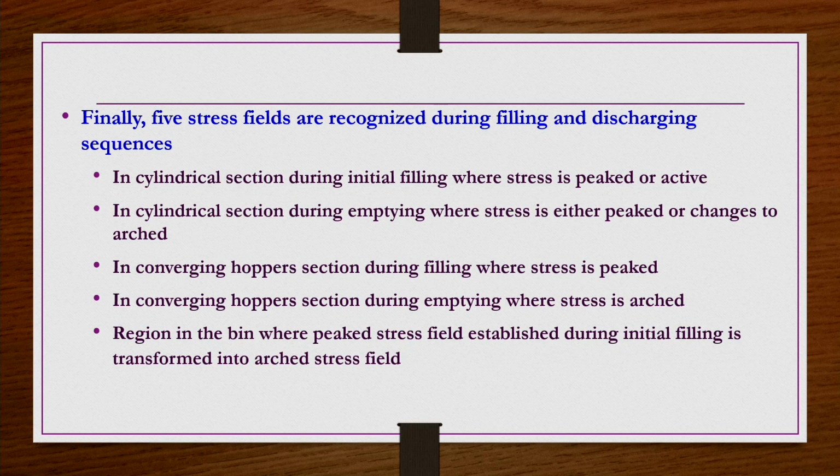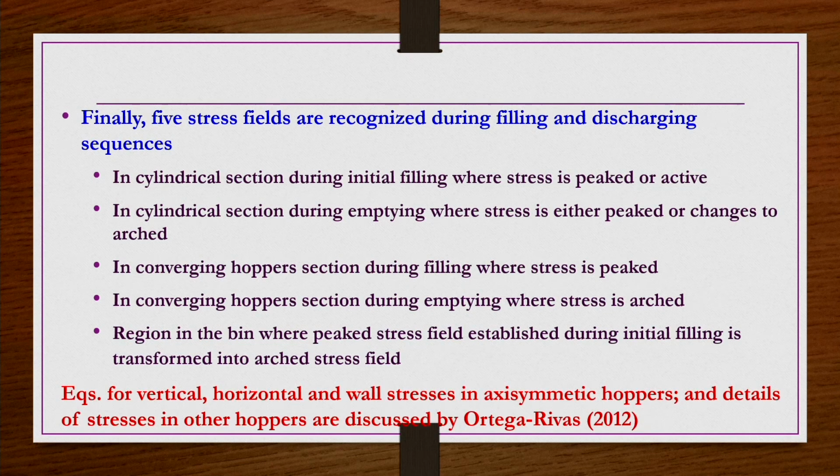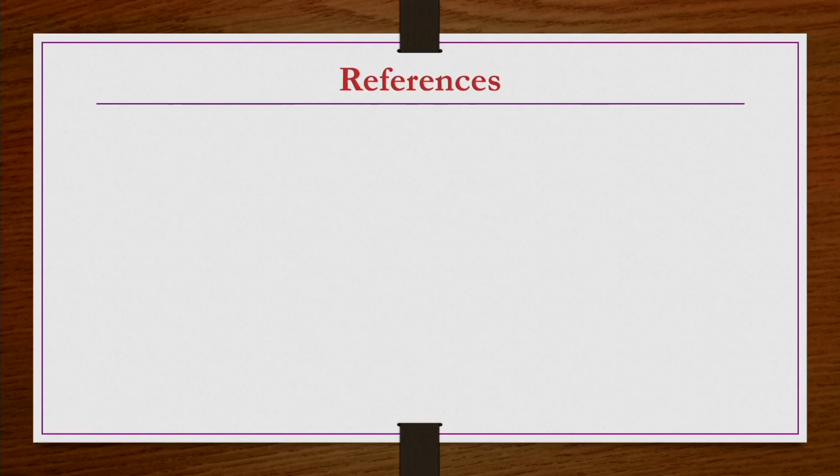Further, equations for vertical pressure, horizontal pressure and wall stresses in axisymmetrical hoppers, and the details of stresses in other types of hoppers, are discussed thoroughly in the reference book by Ortega Rivas. Those design equations we are not going to see because they are not required at the UG level, but if someone is interested, they may go through this book to find more details.